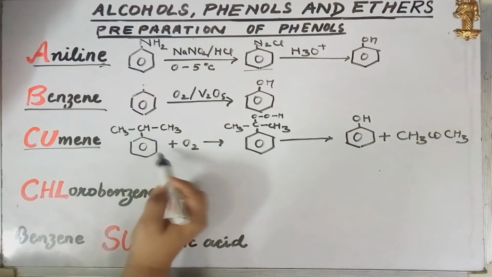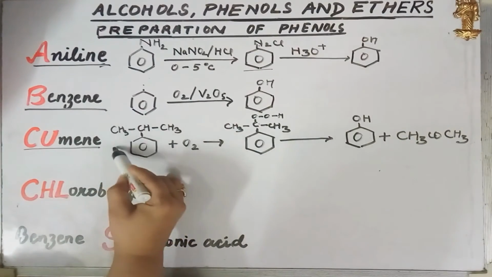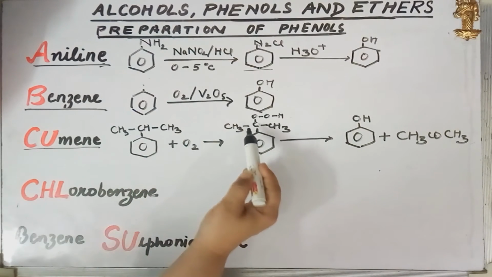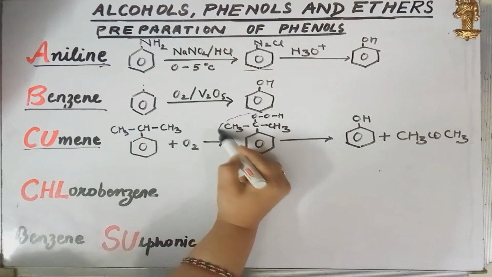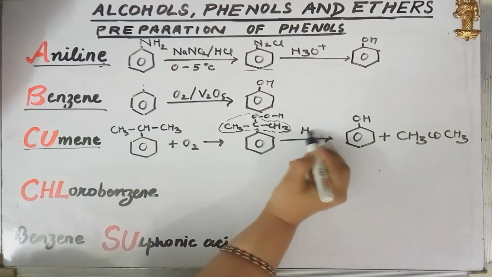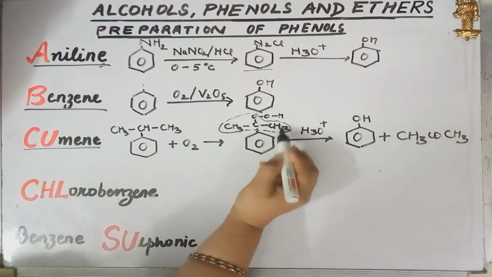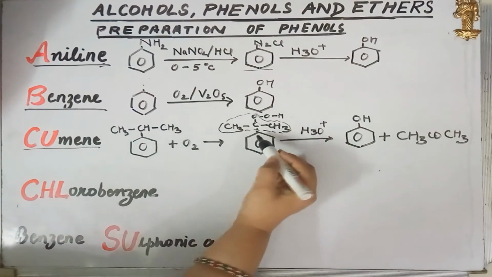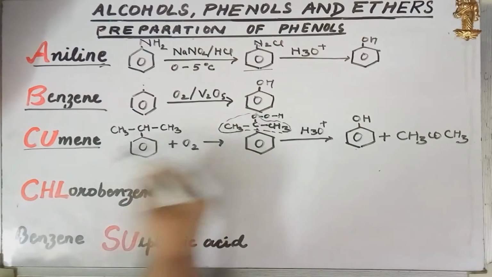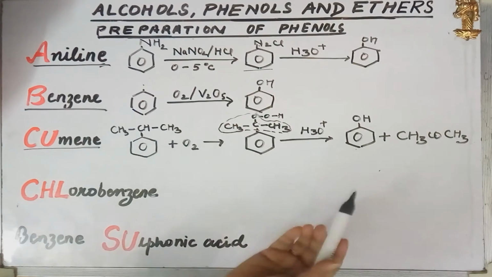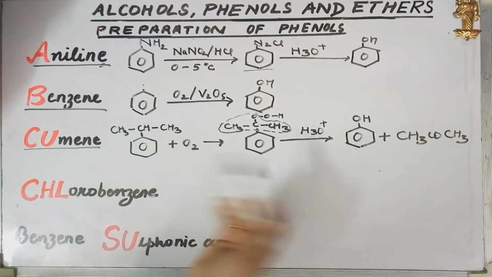So let us see the reaction. This isopropyl benzene, known as cumene, is oxidized into an intermediate product, which on further hydrolysis in the acidic medium releases a ketone from it and forms the phenol. So just learn the structure of cumene so that it will help you remember the entire reaction.